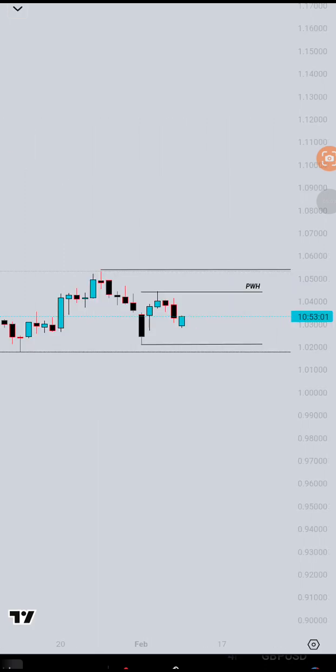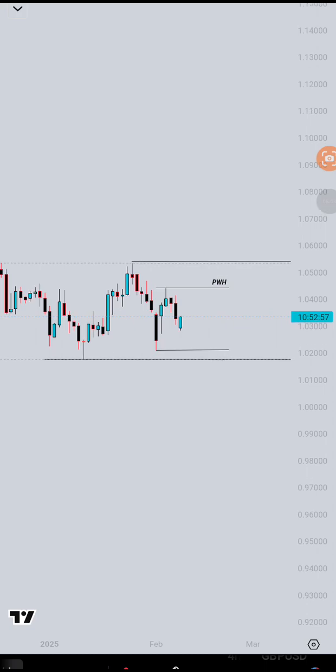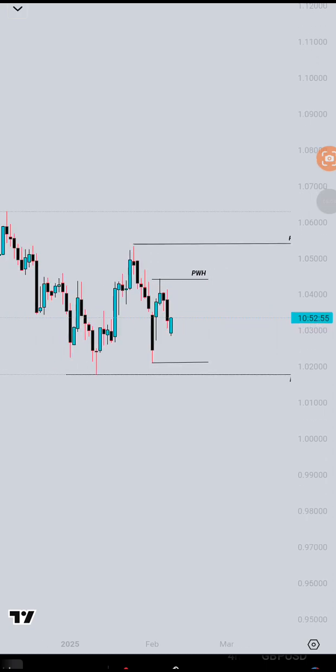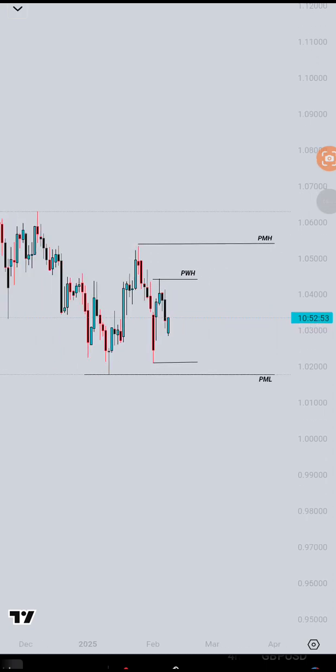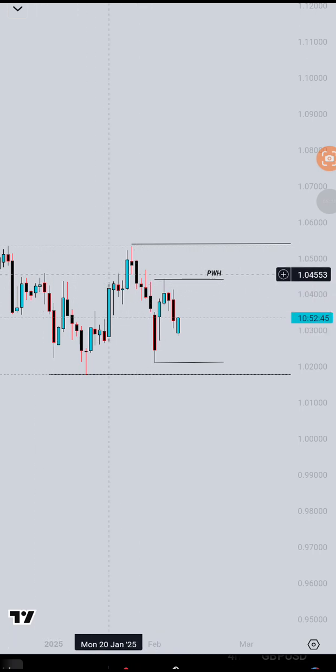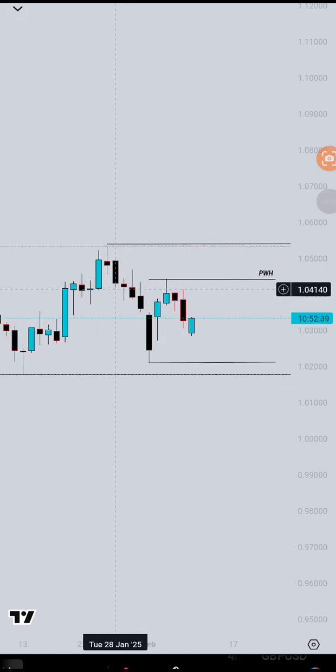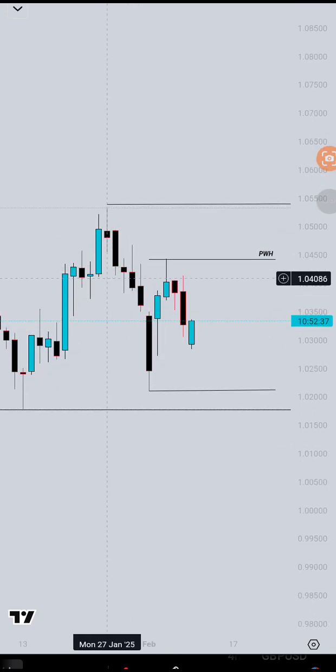Since the weekly isn't that clear, I'll drop onto the daily time frame to see what the daily is actually doing. From the daily time frame, we can see the market has been in a downtrend. We have been sweeping liquidities, with the market disrespecting bullish fair value gaps. As you can see, we have this bullish fair value gap disrespected, and bearish fair value gaps respected.